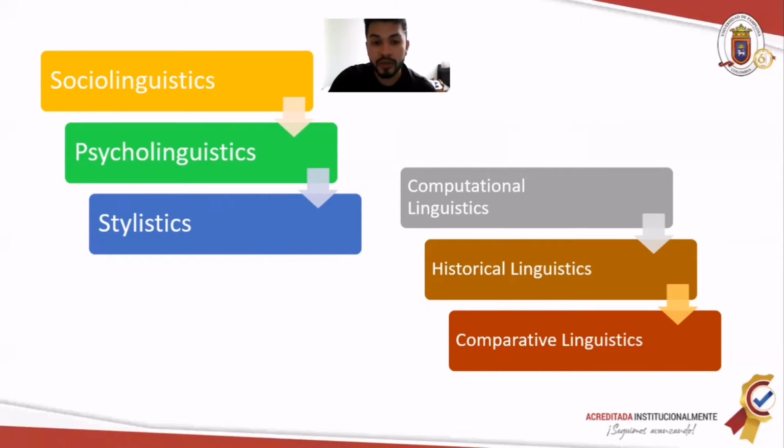We have historical linguistics, the study of the evolution and origin of languages. And to finish, we have stylistics, the study and interpretation of style and tones in languages. So all these fields and branches of linguistics are important, but I'm going to explain a little bit more about the most important aspect related to this topic, and that is applied linguistics. So let's see.